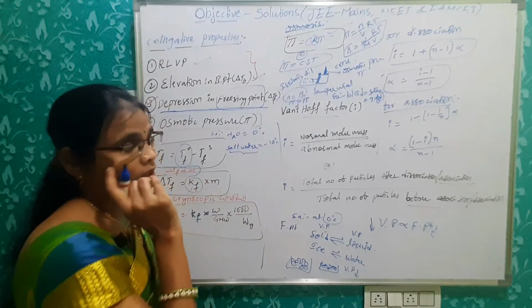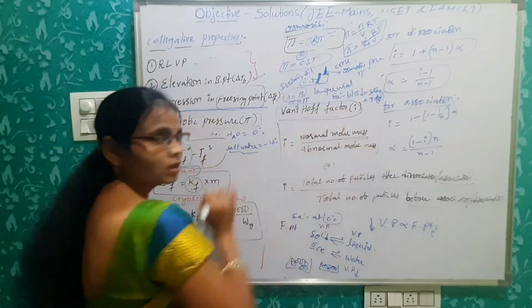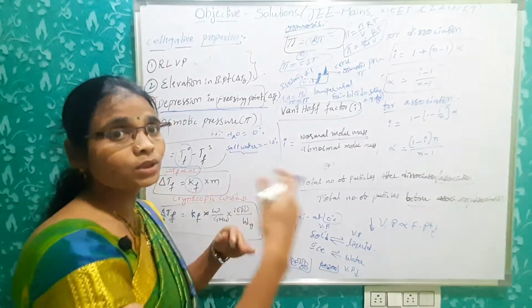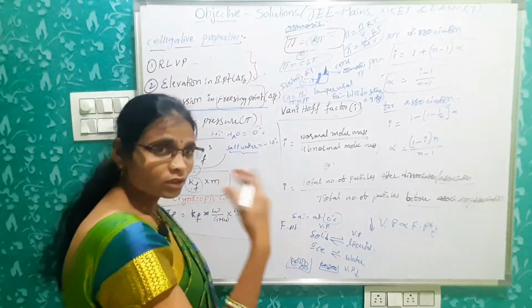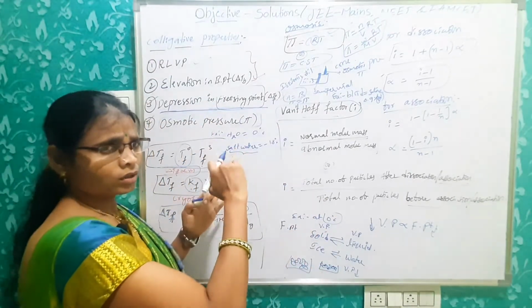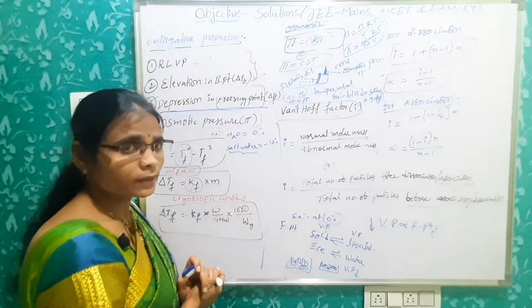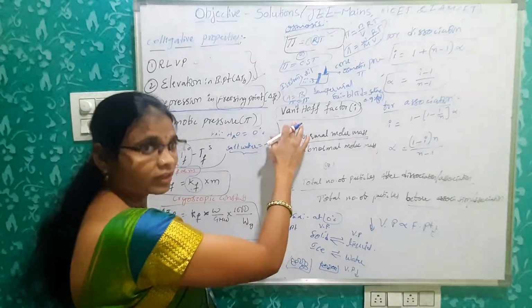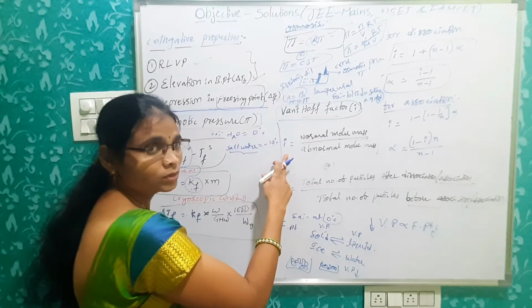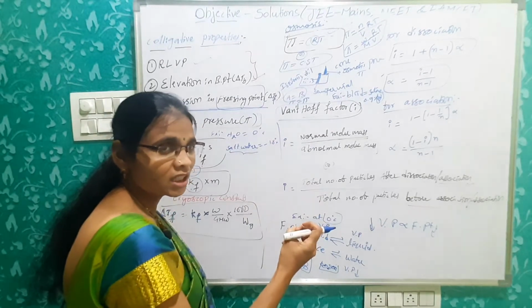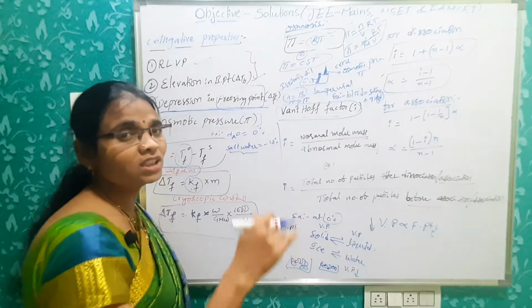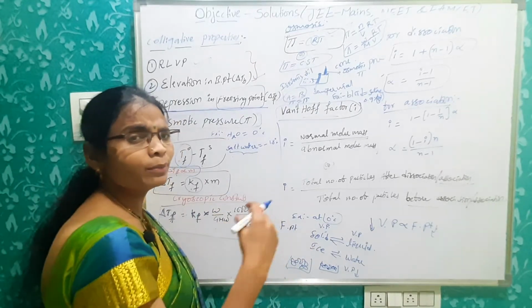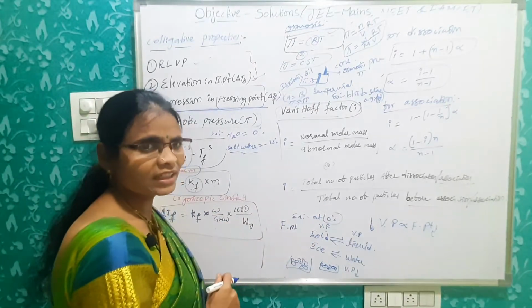Clear? Now, Van't Hoff factor. In solutions, the solute may dissociate or associate. If the solute dissociates, the solution gets more colligative properties. If it associates, it gets less colligative properties. So Van't Hoff introduced the i factor to determine the extent of dissociation or association of the solute in solution. During dissociation or association we get abnormal molar masses of the solute.